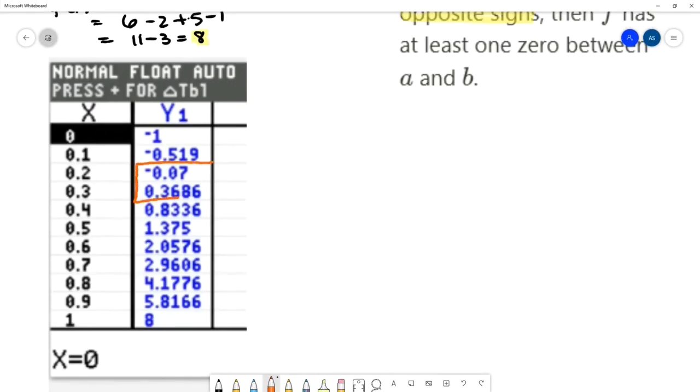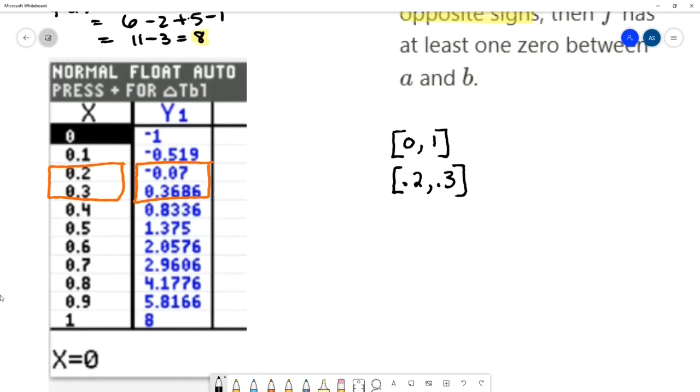So looking right here, I have a change in the y values, negative to positive, so that means I've now narrowed my window down. Originally, we used the intermediate value theorem, and we said that we had a 0 in between 0 and 1. And now we've narrowed that window down, and we now know that the 0 is in between 0.2 and 0.3. So now we know 1 decimal place.